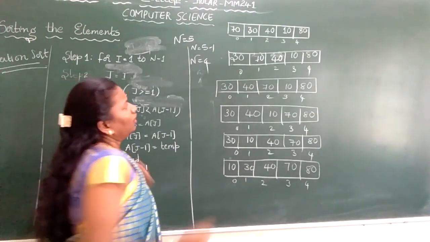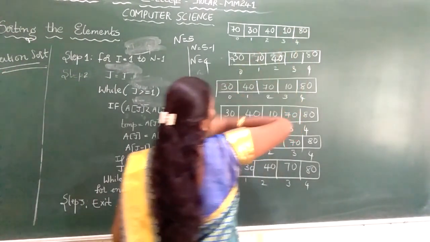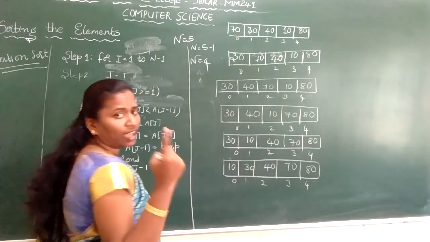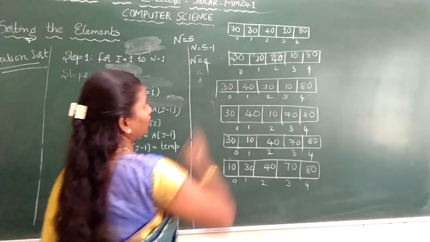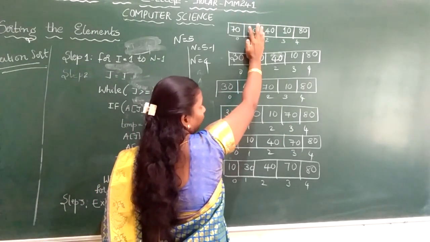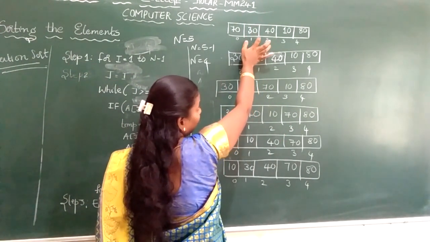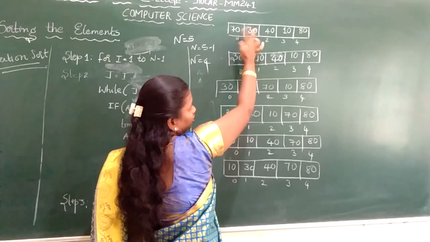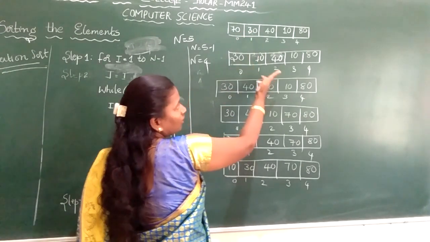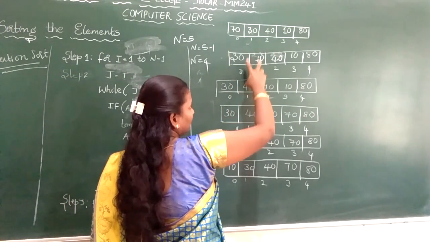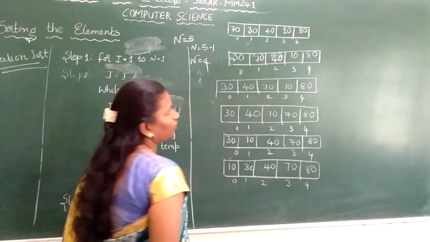Now see, we have an array 70, 30, 40, 10 and 80. Initially the I value is equal to 1. Why? Because initially we assume this 0th place 70 is in the correct place, and we check with the first element. What is your first element? 30. Is 30 less than 70? If the condition is true, we do the swapping, else we do not. So here the condition is satisfied. Yes, 30 is less than 70. We did the swapping.